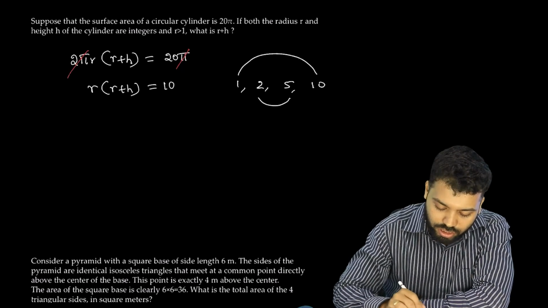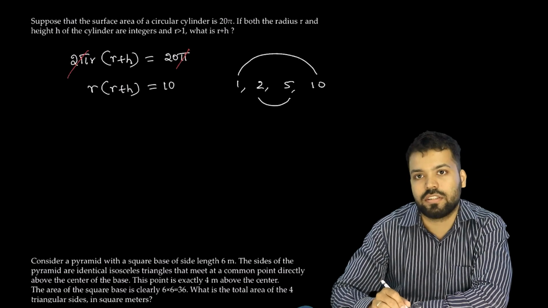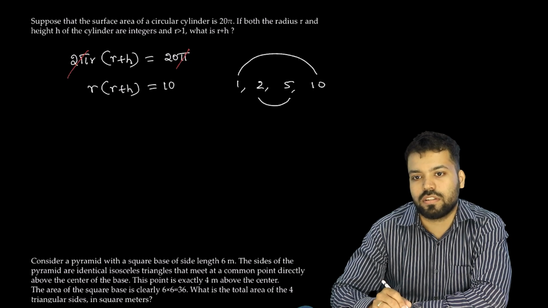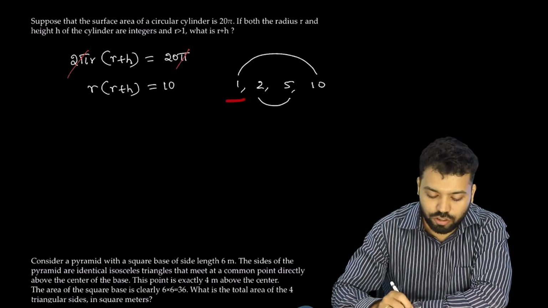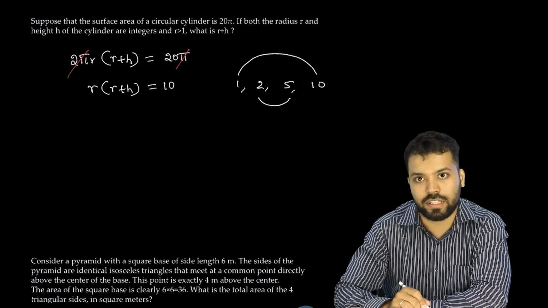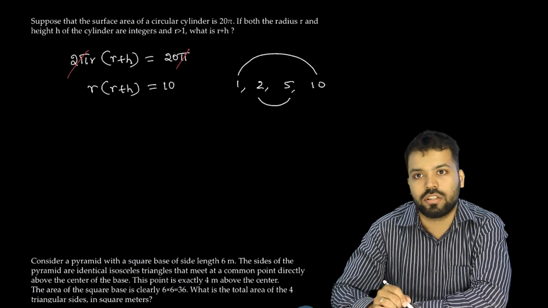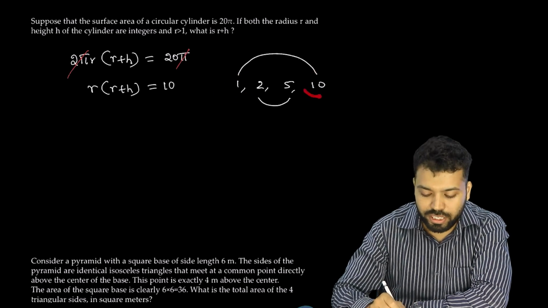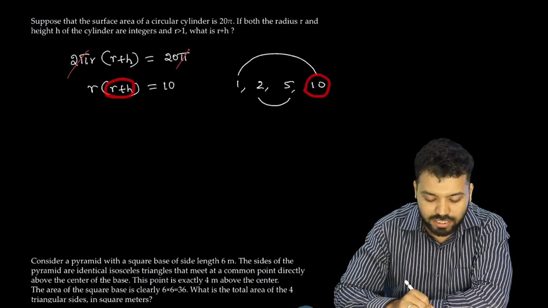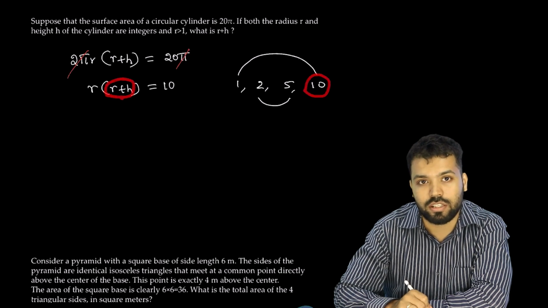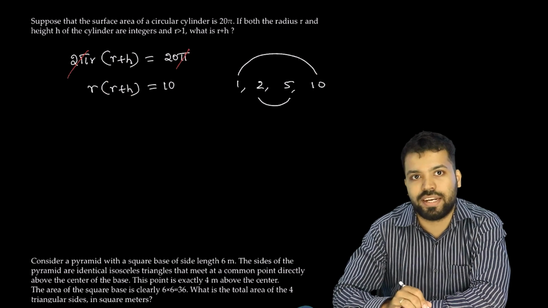But can I use r equal to 1 and r plus h equal to 10? Can someone speak up? No, we can't use r equal to 1 because it's given that r is strictly greater than 1. But can we do it the other way around? Can I use r equal to 10 and r plus h equal to 1? That's not possible. The moment I use r equal to 10, r plus h becomes 1, which implies h is equal to minus 9. I do not want h to be negative.